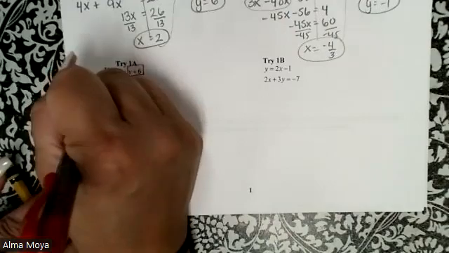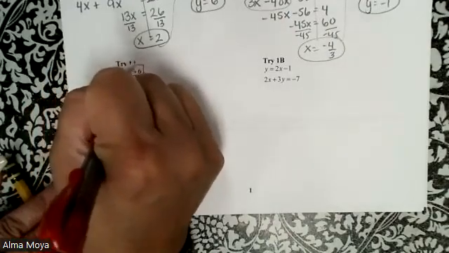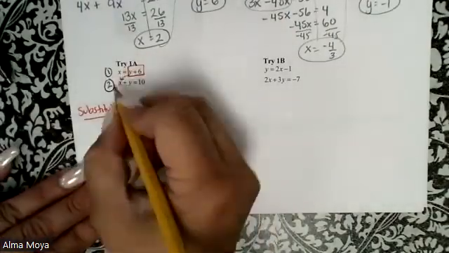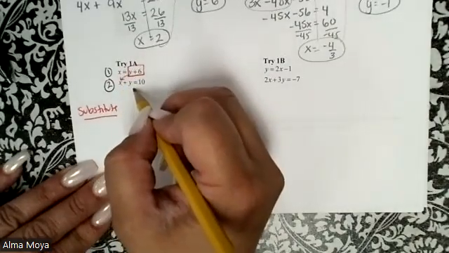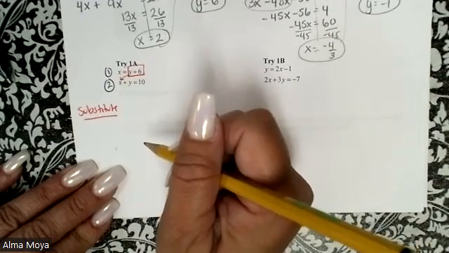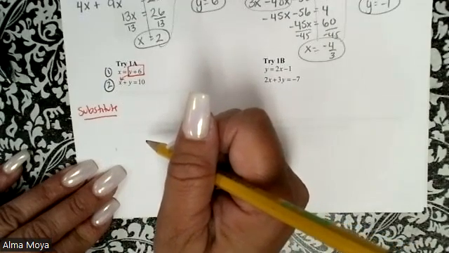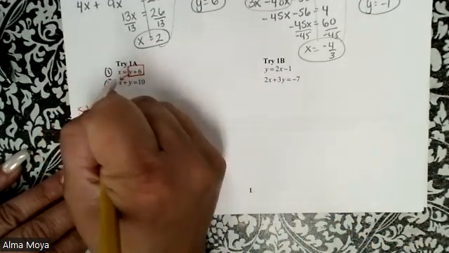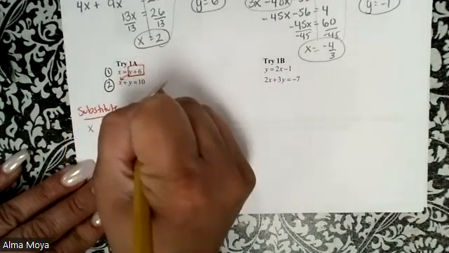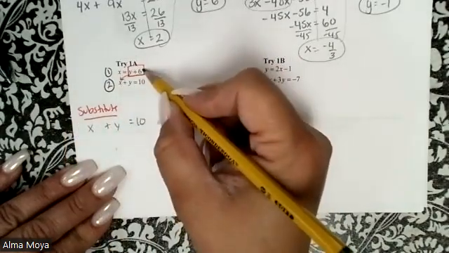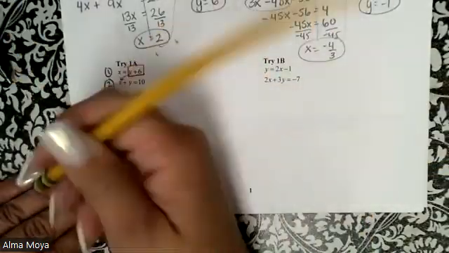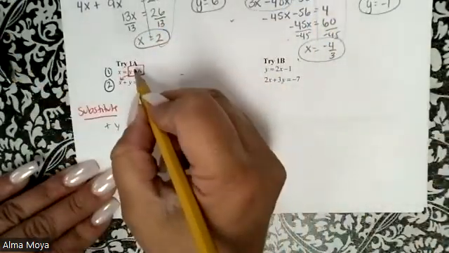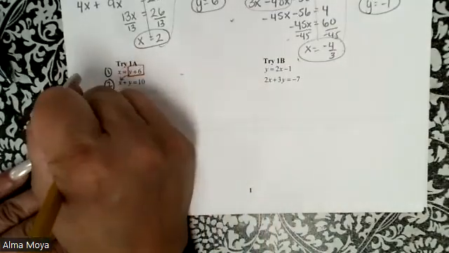So the first step will be to substitute. I'm going to substitute into the second. Now, it's not always the first goes into the second. Sometimes the second can go into the first. It is whichever variable is isolated. So here it says x plus y equals 10. Well, from the first equation, we know what x equals. So I'm going to erase the x, and I'm going to replace that with the good stuff, the y plus 6.